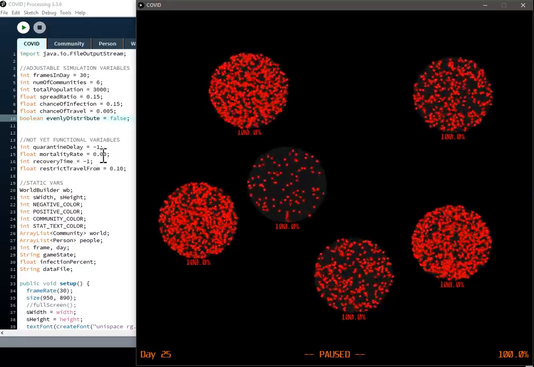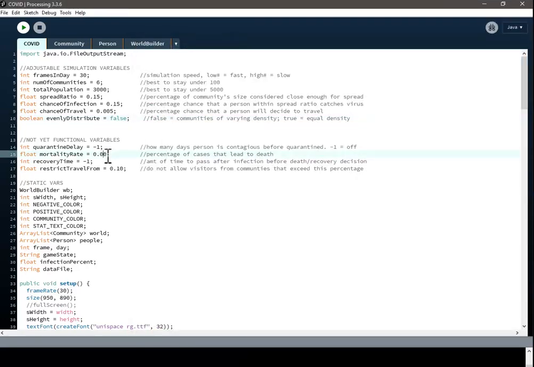So I could set the mortality rate at, say, 2% and the recovery time at 7. This would mean that a week after you get the virus, 2% of the people who got the virus would die, whereas 98% of them would just be recovered and, I suppose, immune to receiving it again.